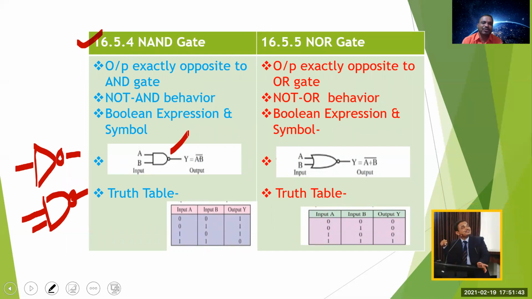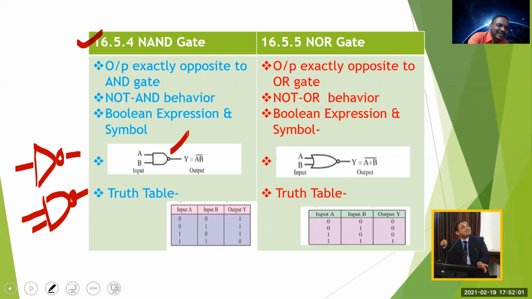So the truth table: 0, 0 gives 1. 0, 1, product is 0, its inverse is 1. 1, 0, its product is 0, its inverse is 1. And 1 into 1 is 1, and its inverse is 0. So this is about the NAND gate.